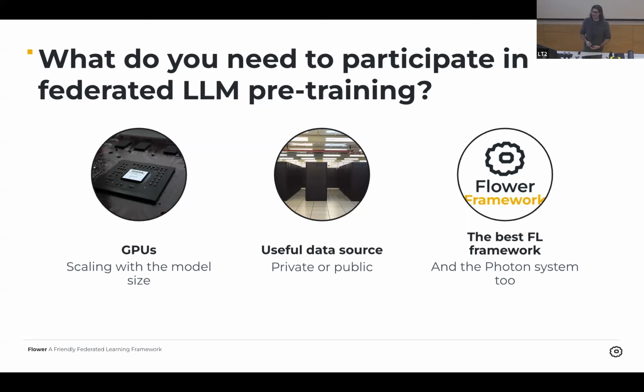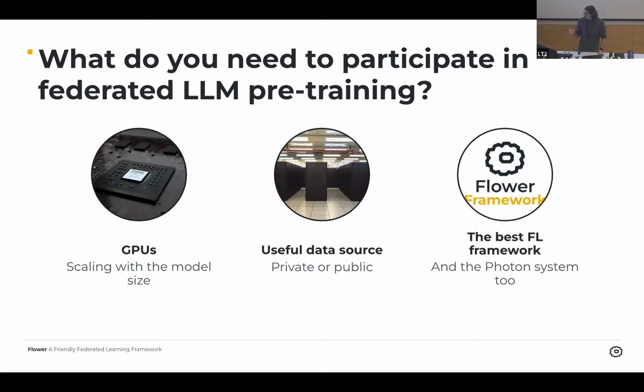You need GPUs. Yes, you do. How many? Well, it depends on the model size. Depending on how big the model you want to train is, we may require bigger GPUs or more GPUs. Of course, you need data as well. This is very important. If you don't have data, you're not useful to the federated training. You can't train on nothing. But most importantly, you need a good framework and a good system. And what about the Flower framework? Yeah, the most popular federated learning framework that we have right now. And why not use it for the system itself?